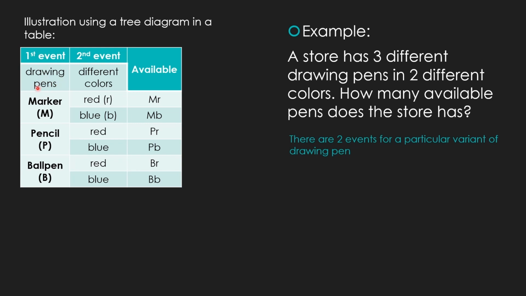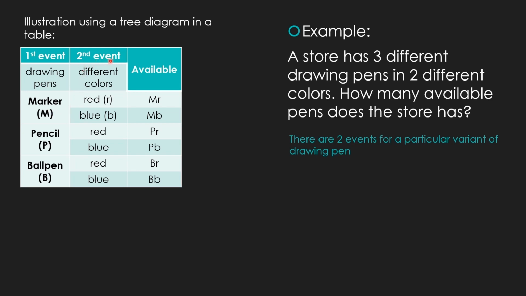And we know that there are 3 different drawing pens. Since it's not mentioned in the problem, let's just say that one of the drawing pens is a marker, and I'll symbolize that as big letter M. And then for pencil, big letter P, and ball pen, big letter B. So these are the 3 kinds of drawing pens that we will be considering in this particular problem.